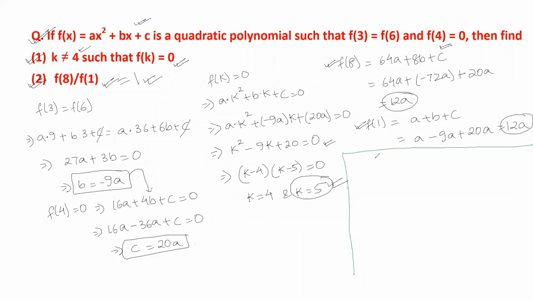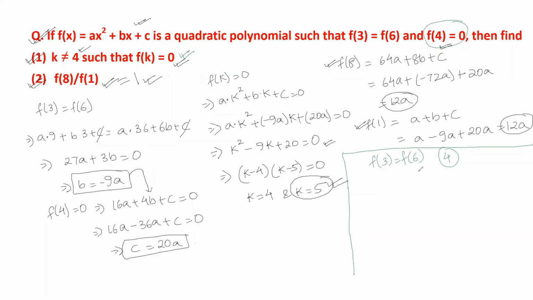From the question, we know that f(3) is equal to f(6). That is, this quadratic polynomial attains the same value at x equals 3 and at x equals 6. And f(4) is equal to 0. So we can say that 4 would be one of the roots of this quadratic equation. Now, for the first part, we need to find k such that f(k) would be 0 and k is not equal to 4. So indirectly, the question is asking us to find the other root of this quadratic equation.